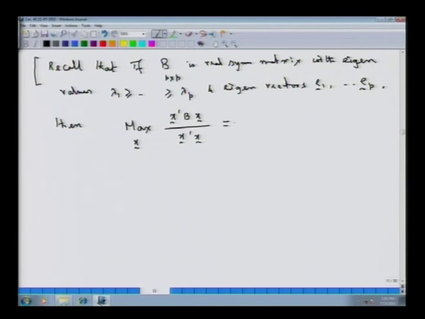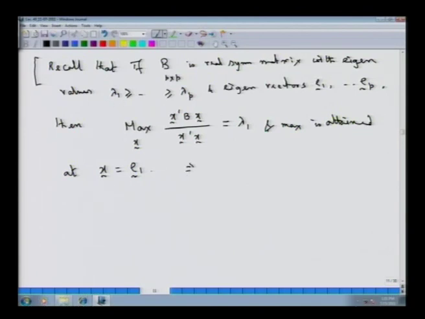This maximum value is nothing but equal to lambda 1, the largest eigenvalue of this real symmetric matrix, and this maximum is attained at x equal to E1 vector, where E1 is the orthonormalized eigenvector corresponding to the largest eigenvalue lambda 1.